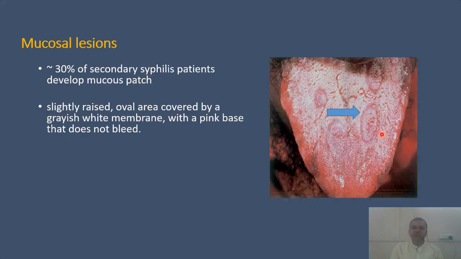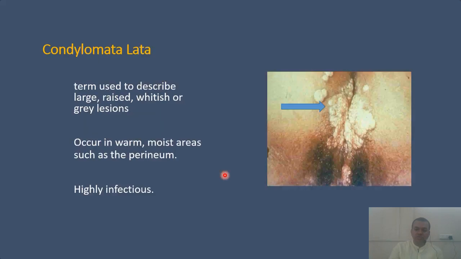The typical lesions can be seen over the mouth mucosal area, tongue, and even the vaginal mucosa. So these are the typical mucosal lesions.